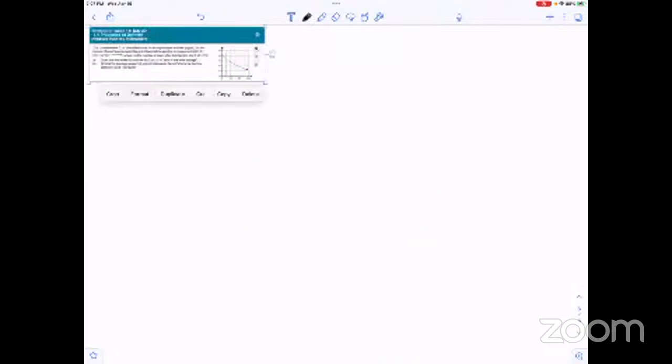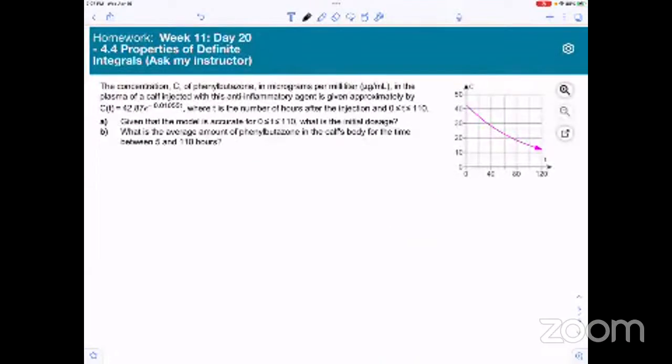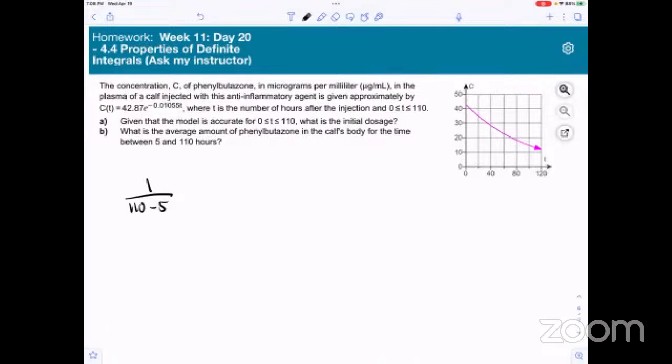So again, we're using the average value formula. So we're doing 1 over b minus a, so 1 over 110 minus 5, times the integral as t goes from 5 to 110 of C of t, which is 42.87 e to the negative 0.01055 t dt. Yeah, we got our negative, right?